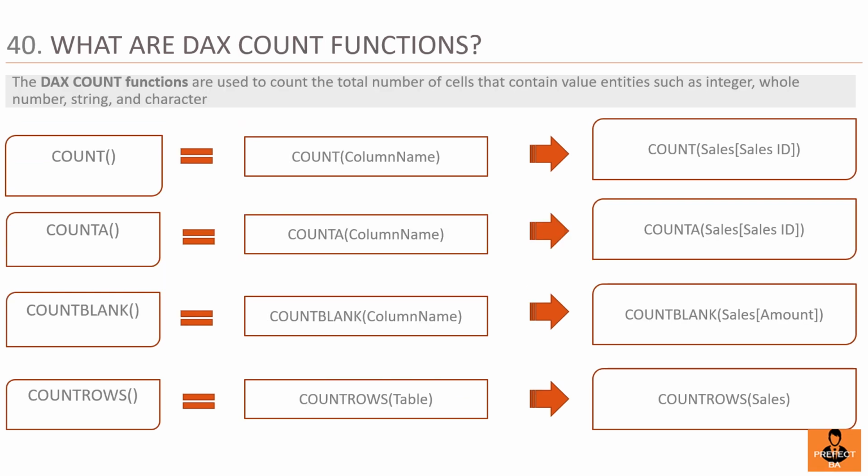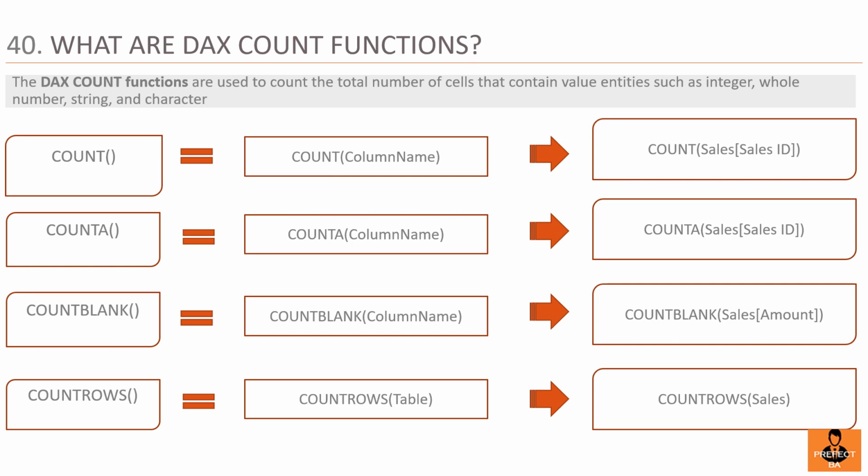Question number 40. What are DAX count functions in Power BI? The DAX count functions are used to count the total number of cells that contain value entities such as integer, whole number, string and character. Count function counts the number of cells in a column that contains numbers. Here in the example, the output would be the total number of sales IDs in the column. Like if the column has 10 sales IDs, then the output would be 10. This includes the blank cells as well.